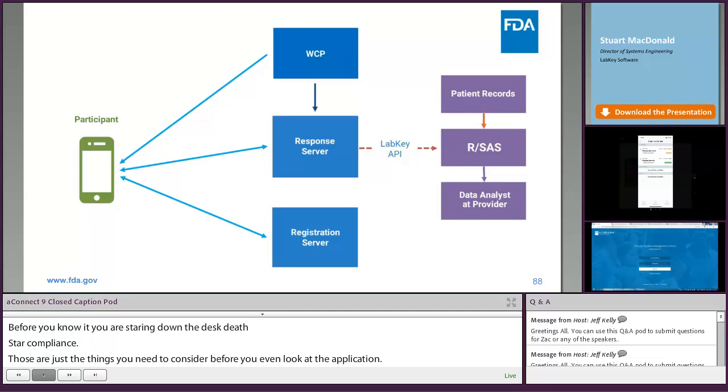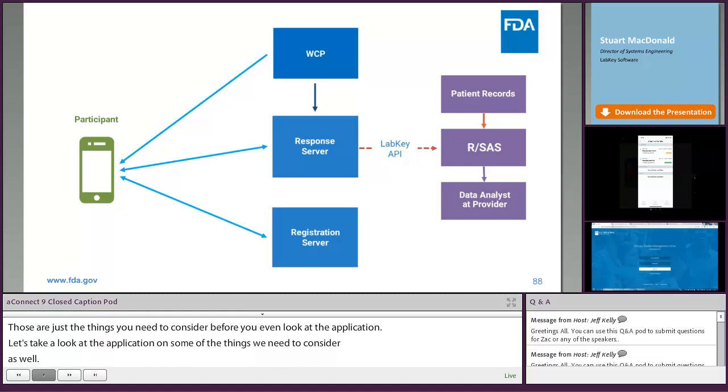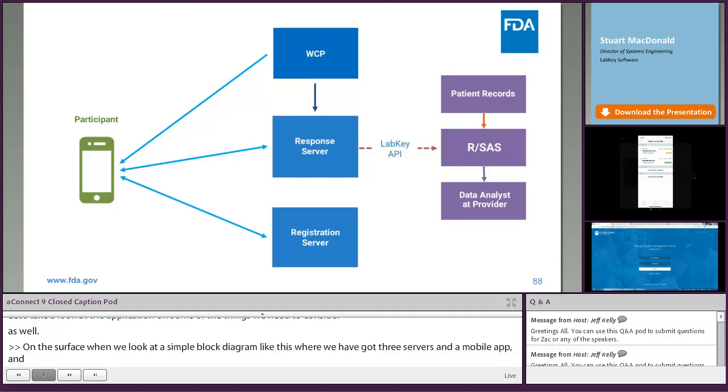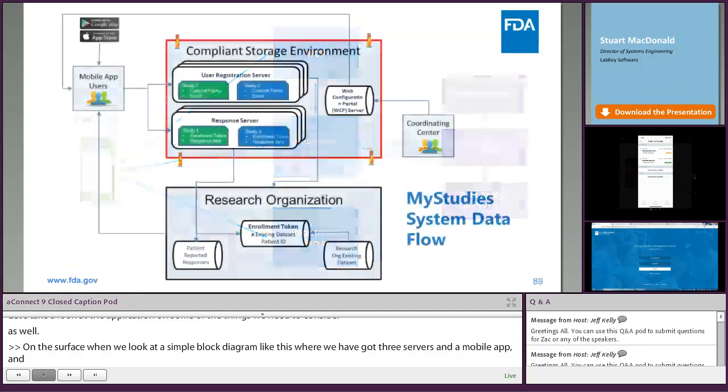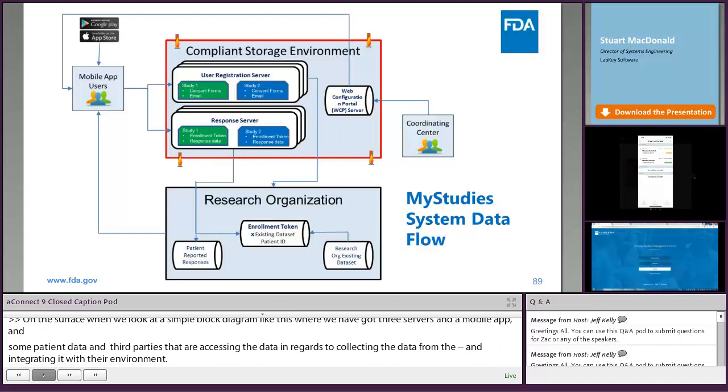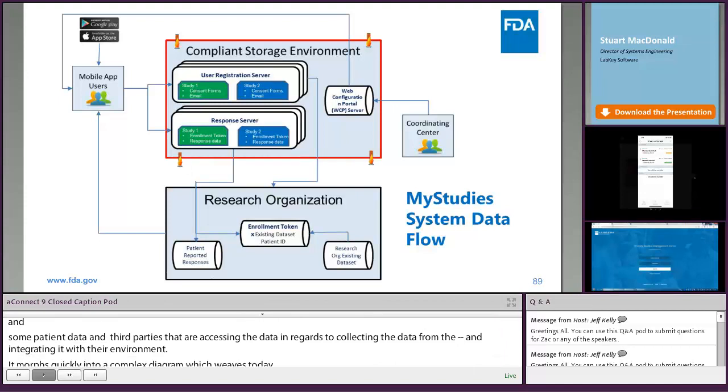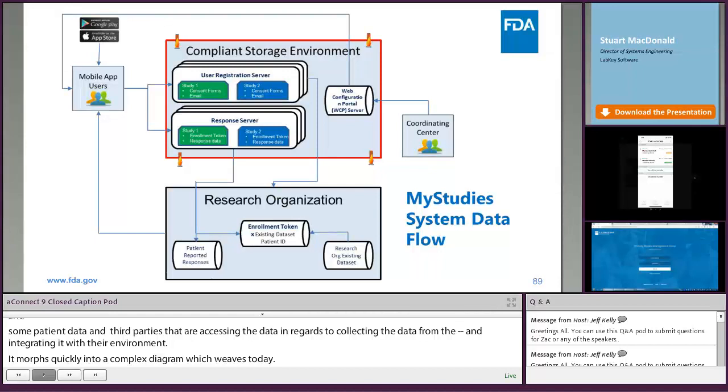So on the surface, when we look at a simple block diagram like this, where we've got 3 servers and a mobile app and some patient data and some third parties that are accessing the data, collecting the data and integrating it with their environment, it morphs quickly into another more complex diagram, which we've seen today, where we have our mobile app users and we have our research organization, and you have the study analyst coordinating the study.